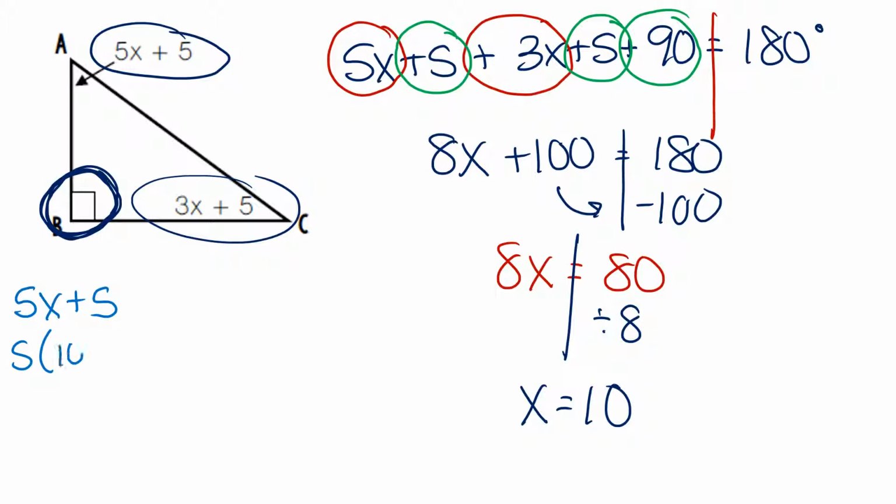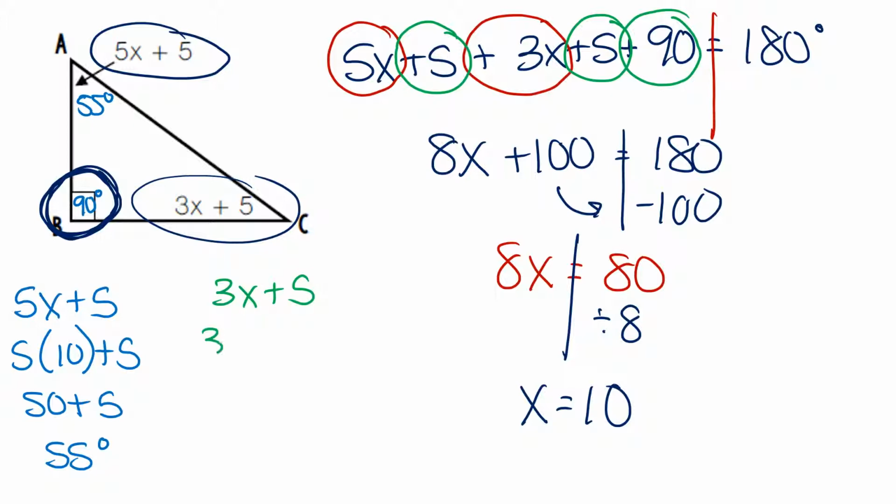The 5 times our answer 10 is going to give us 50, plus 5 is going to give us 55. Letter A is 55 degrees. We already know B is 90 because that square represents 90. And for 3x plus 5, we're going to do 3 times 10, our answer, plus 5. 3 times 10 is 30, plus 5 is going to give us 35 degrees.